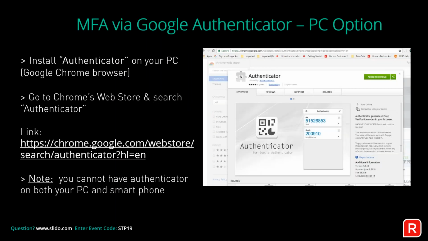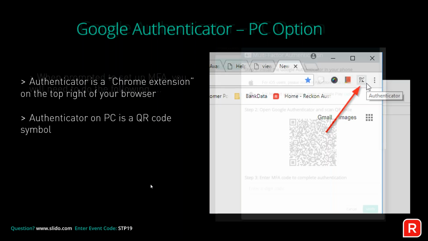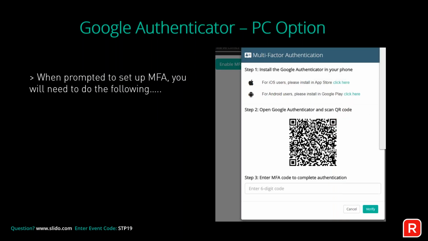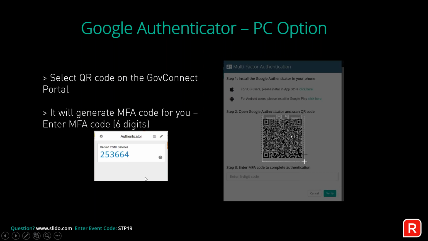For a desktop browser, it is an extension, so you'll need to go to the Chrome Web Store, search for Authenticator, and download it and install it. What you'll see is it'll appear as a little icon in the top right corner. It just happens to look like the QR code. So when you enter GovConnect, you'll be prompted for the MFA, and you just go into your browser, click on the Google Authenticator icon, scan the code. When you get the number, just enter it into the field.